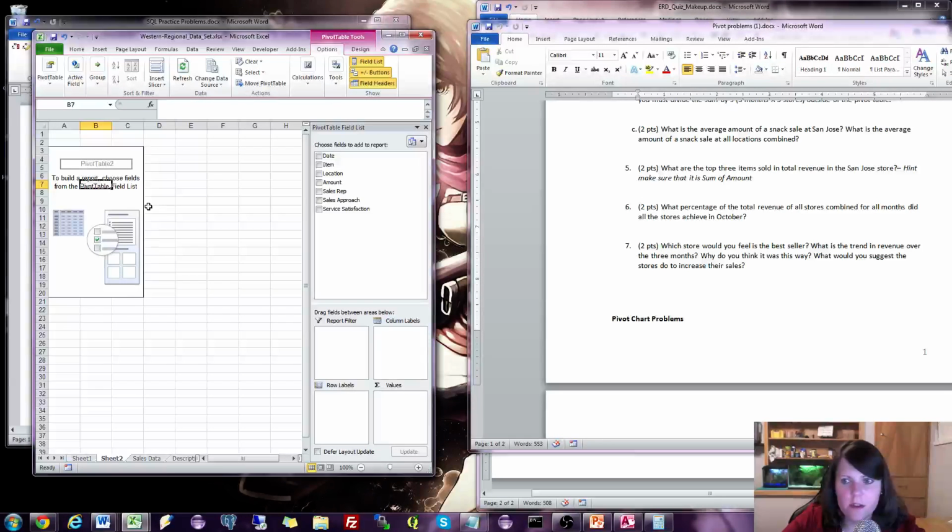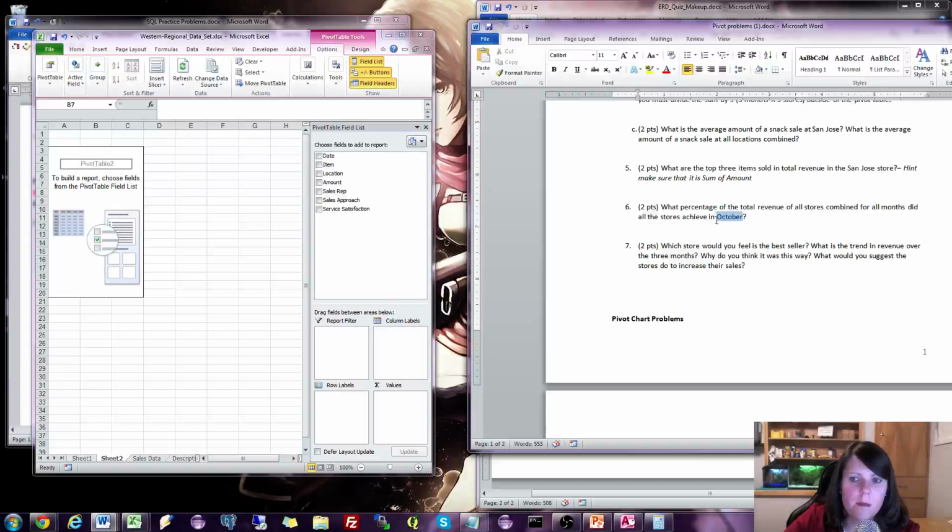What percentage of total revenue of all stores combined for all months did all the stores achieve in October? Okay, so it's mentioning a specific month, so that makes me want to divide it up by months. But then it's mentioning all stores. So total revenue, all stores combined for all months. Did all the stores achieve in October? So I probably don't need to divide it up by stores at this point.